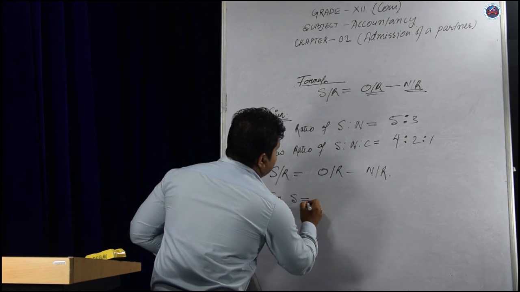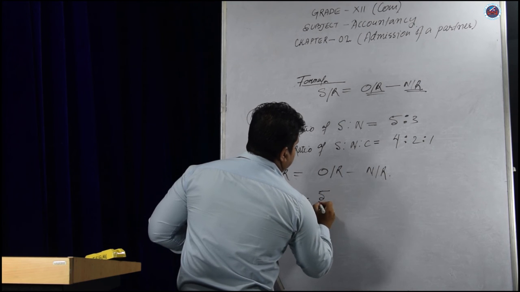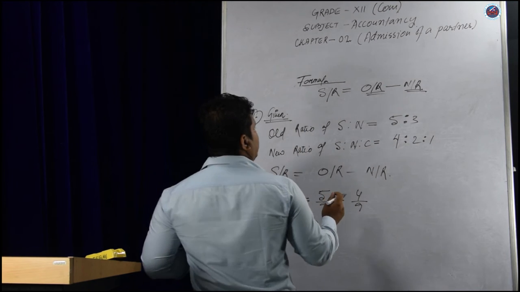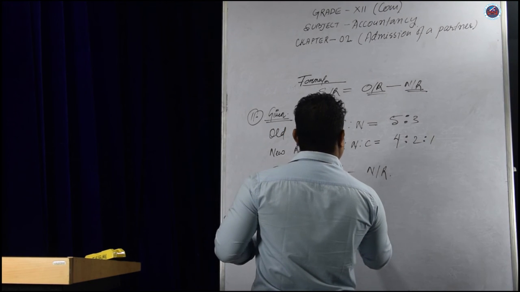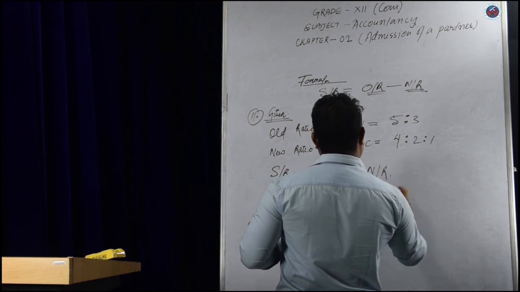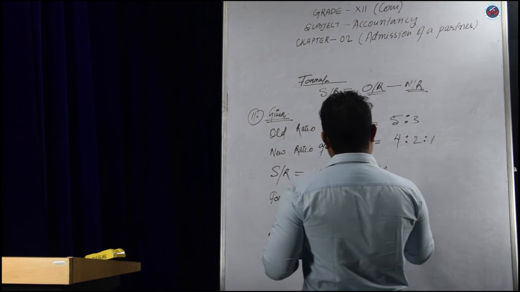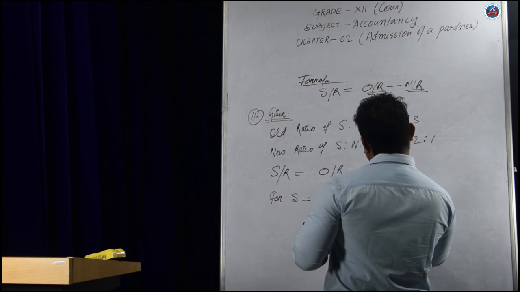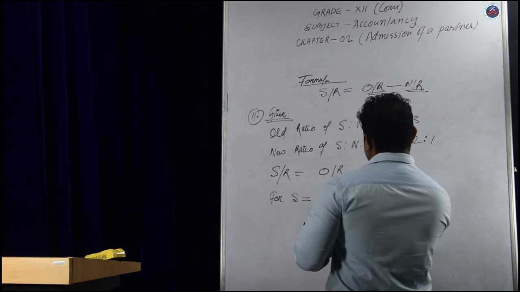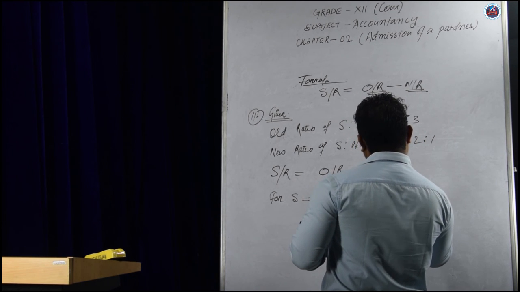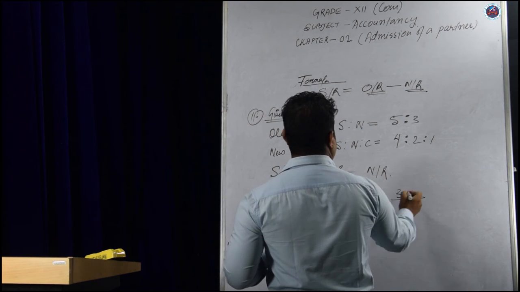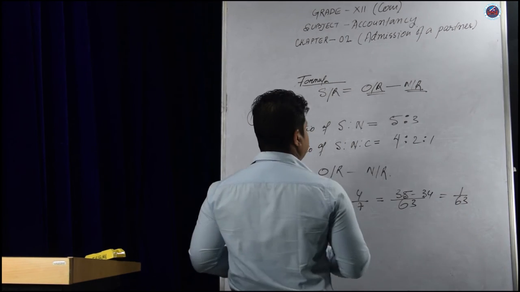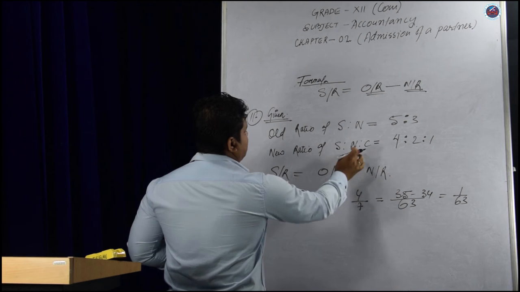For Sandeep, old ratio is 5/8, new is 4/7. The LCM will be 56. So 35 minus 32. So it is 3/56 for Sandeep. Sandeep gives 3/56 of C's share.